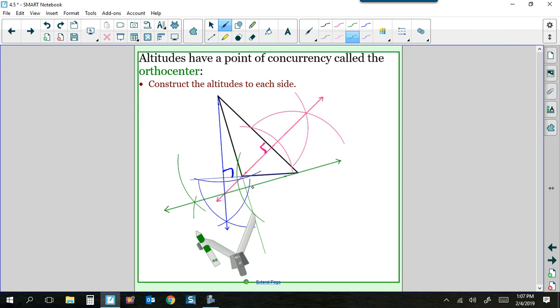You have 3 altitudes on the screen. All 3 altitudes are intersecting at this single point, making that your orthocenter. Now, there is one other way that we can find the altitudes without a compass. If you have either a right angle, some of you bought geometry kits that came with a cool little ruler that looks like a triangle, or you have just a ruler that you can use.